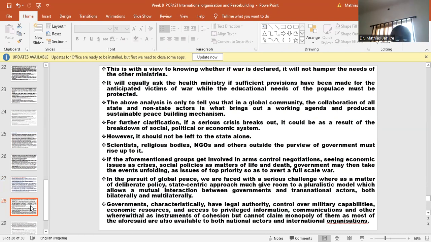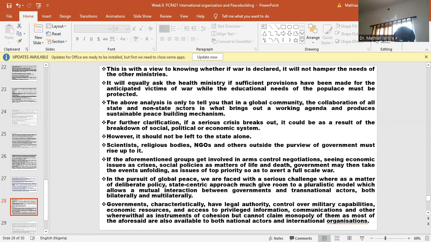It will equally ask other health ministries if sufficient provisions have been made for anticipated victims of war, while the education needs of the population is not only to tell you that in the global community, the collaboration of all states and non-state actors is what brings out a working agenda and procedures, and that produces a sustainable peace building mechanism for further clarification if a serious crisis breaks out.